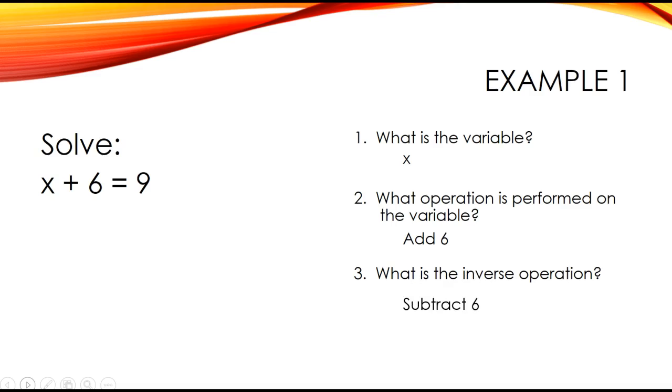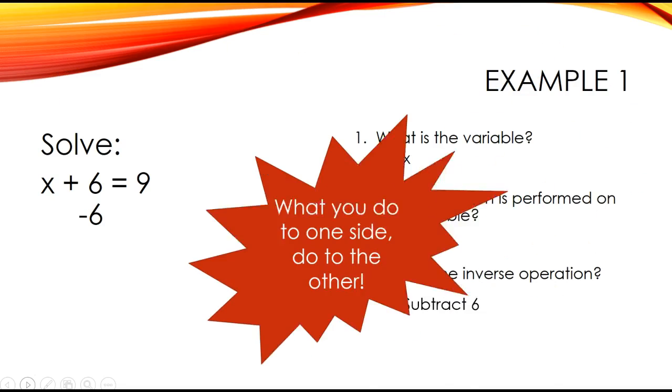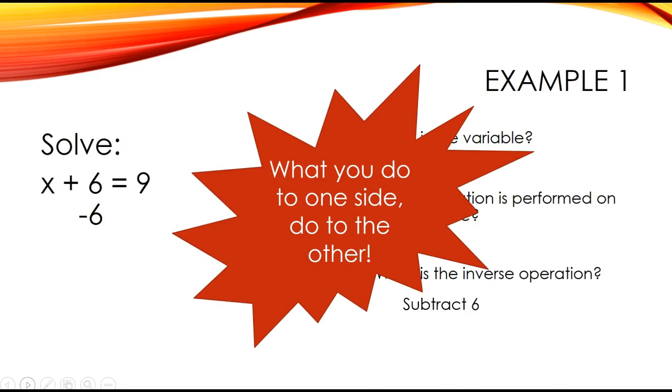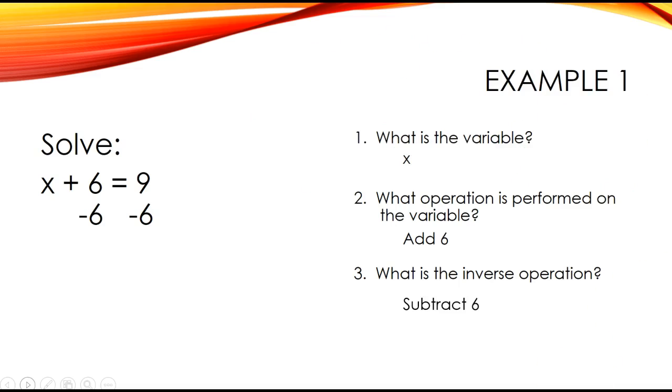Subtract 6 from the left-hand side, but what you do to one side, do to the other. So I will also subtract 6 from the right-hand side. As I look to combine my like terms on the left, x plus 6 minus 6 simplifies to x. On the right, 9 minus 6 simplifies to 3. So my solution is x equals 3.